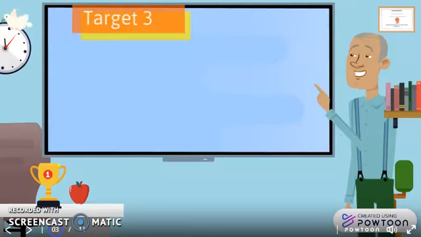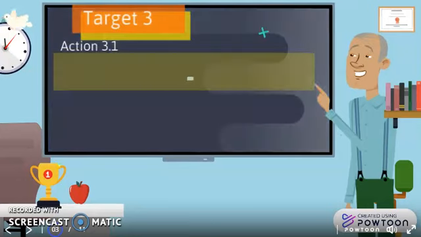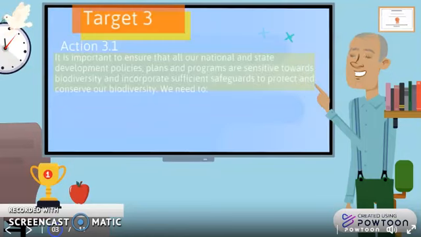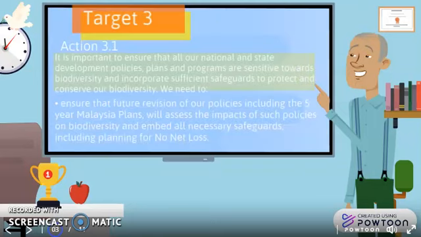Target 3. Action 3.1. It is important to ensure that all our national and state development policies, plans, and programs are sensitive toward biodiversity and incorporate sufficient safeguards to protect and conserve our biodiversity. We need to ensure that future revision of our policy, including the 5-year Malaysia Plan, will assess the impact of such policies on biodiversity and embed all necessary safeguards, including planning for no net loss.